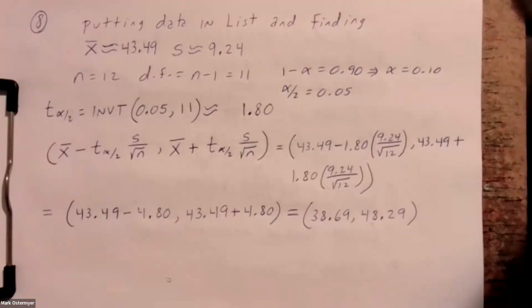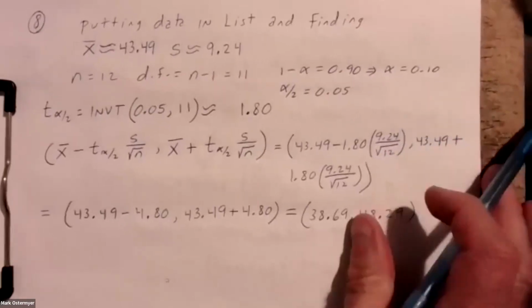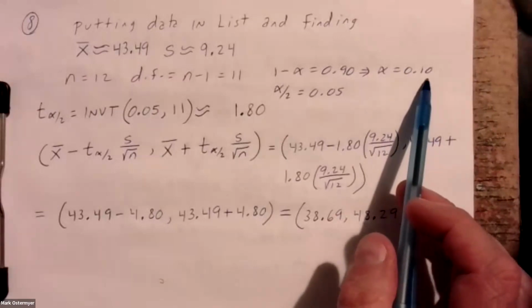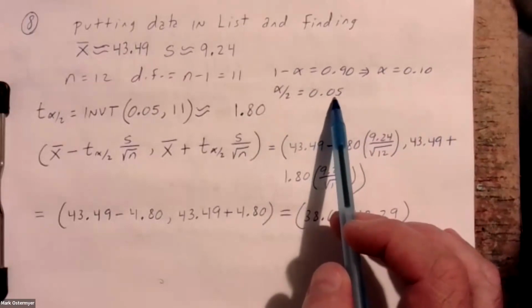All right, for problem number 8 here. I put the data into a list, I think it was list 1, and I used my 1-Var Stats function to find the sample mean and the standard deviation. My sample size is 12. Degrees of freedom will be 12 minus 1, or 11. A 90% level of confidence suggests that we will have 10% of the area of the student T curve allocated for the upper and lower tails. Divide that by 2, you got 5% in the lower and upper tail.